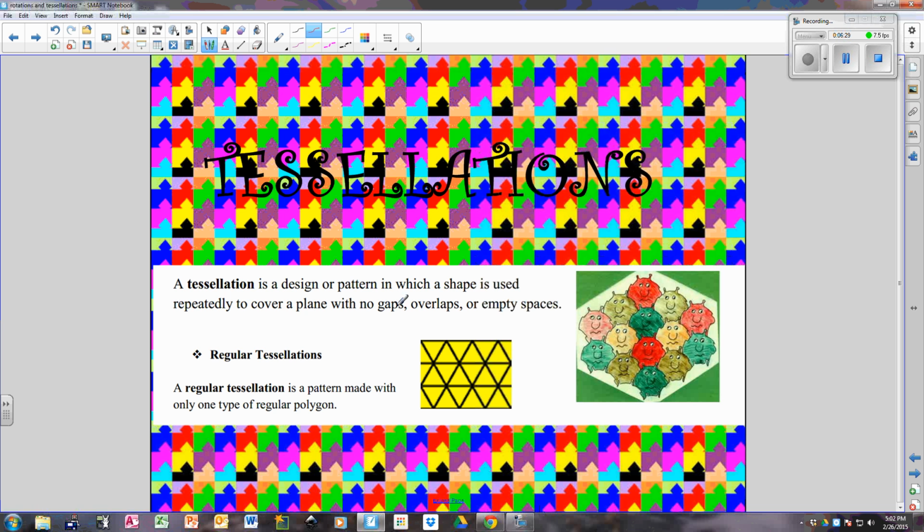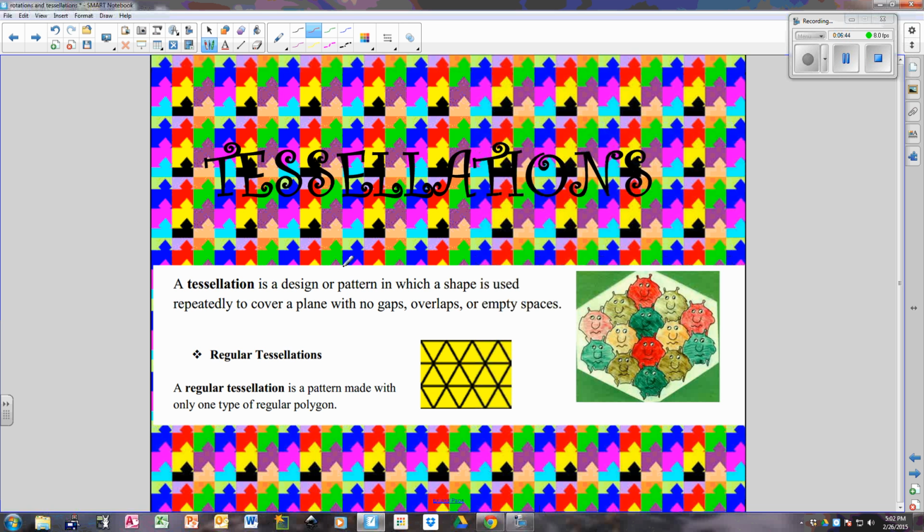All right, tessellations. If you'll notice, I have all these little patterns and they're all the same pattern that just keeps repeating and they fit inside of each other. So this blue one fits inside of the pink one, fits inside of the turquoise, and so on. So these are called tessellations.